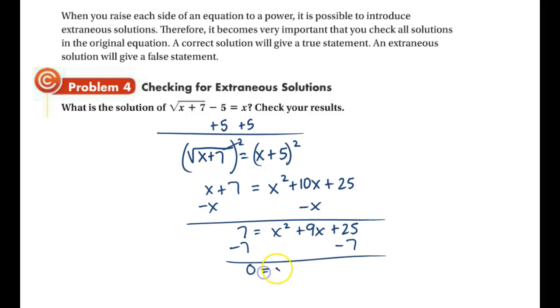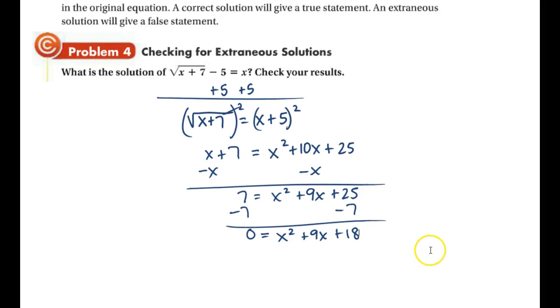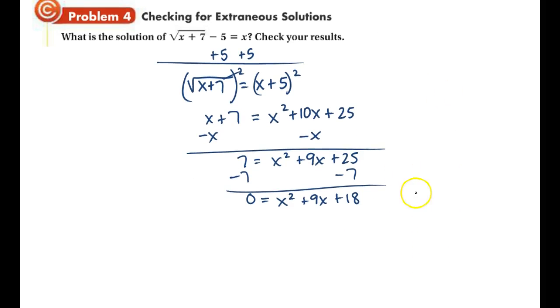So now I have 0 equals x squared plus 9x plus 18. Fortunately, the leading coefficient is a 1, so that means we can go straight to the basic x method. 18 on top, 9 on bottom. Which numbers work? 3 and 6 work because 3 times 6 is 18 and 3 plus 6 is 9.